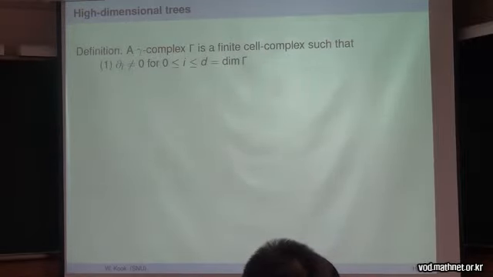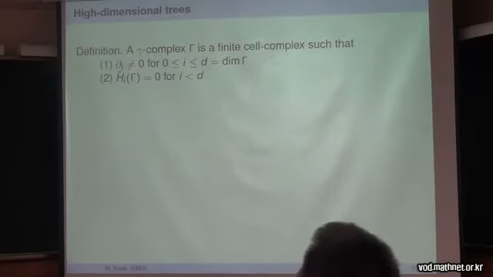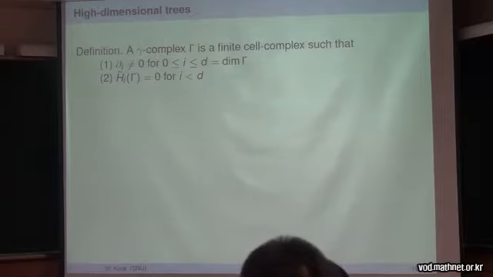One is that the boundary operators cannot be zero. They all have to have rank strictly positive. And the reduced homology of the gamma complex in all dimensions but the top has to be zero.